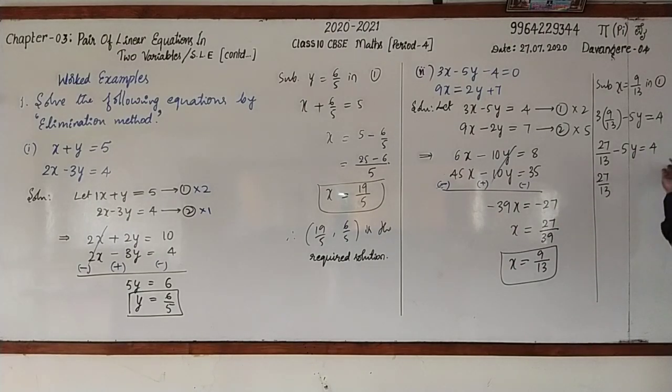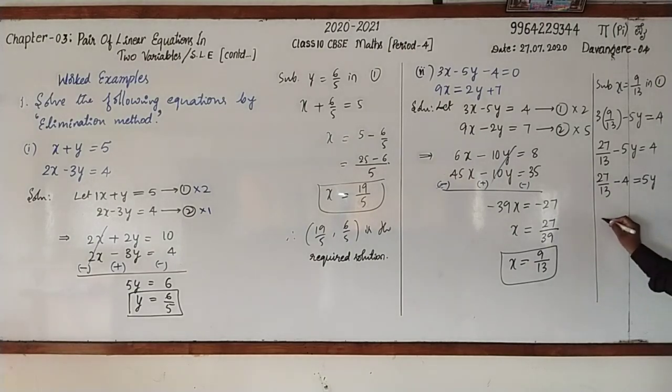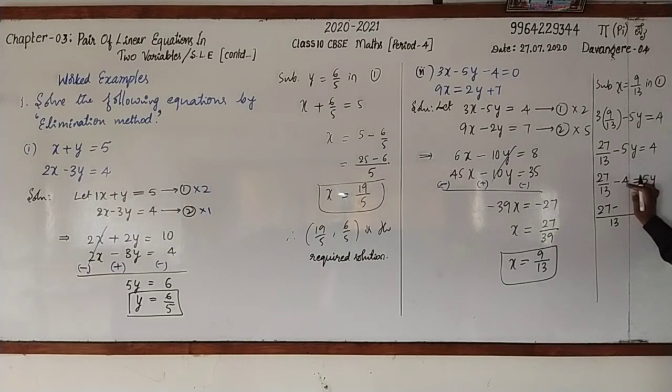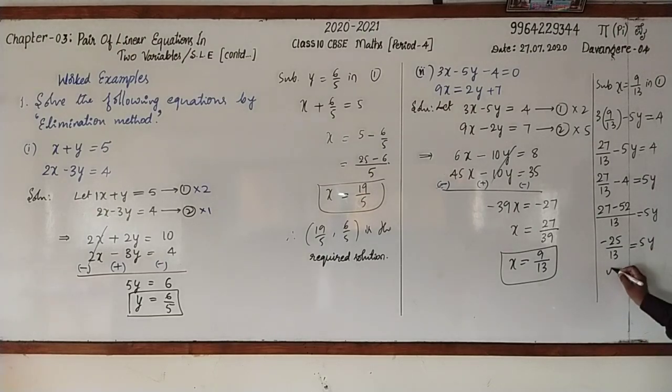27 by 13, transfer 4 to the left hand side, becomes minus 4. It is equal to minus 5y, to the right hand side becomes plus 5y. LCM is 13. Multiply this LCM with both the terms. 13 gets cancelled, 27. Here 13 should be multiplied with 4. 13 4s are 52. It is equal to 5y. 27 minus 52, it is 25. Minus or plus? Minus, because the greater number has the minus sign. Divided by 13 is equal to 5y. Then we want y. y is equal to minus 25 by 13.